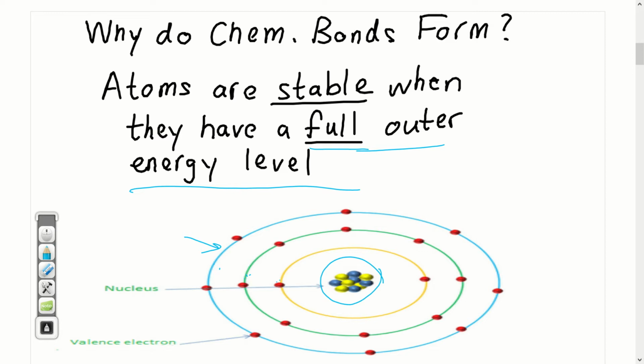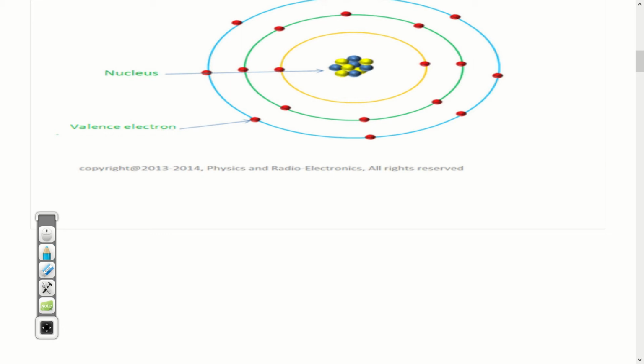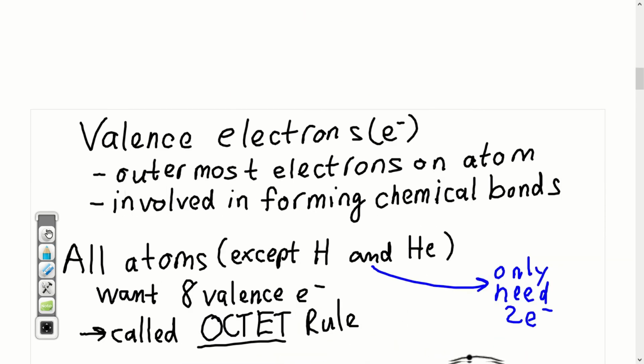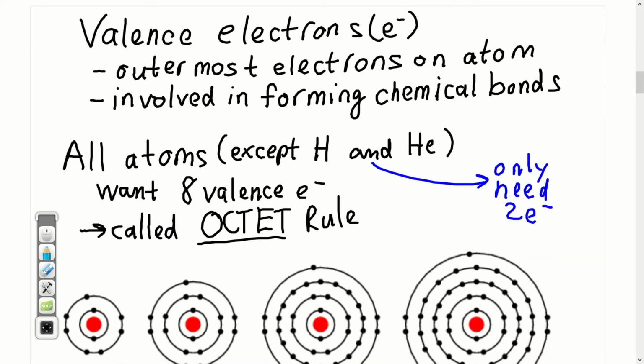So we're trying to get a full outer energy level of electrons because it turns out there's a particular number that all atoms basically want, except for a couple. So they're trying to create this full outer energy level. Well, we give these electrons on the outer edge a special name, and a very, very important name. The electrons on the outer edge of the atom are called valence electrons. These are the outermost electrons. So not all of the electrons are valence. The only ones on the outside are valence electrons.